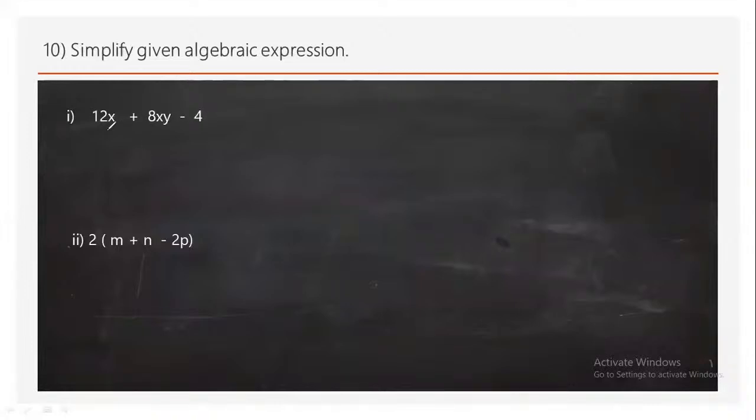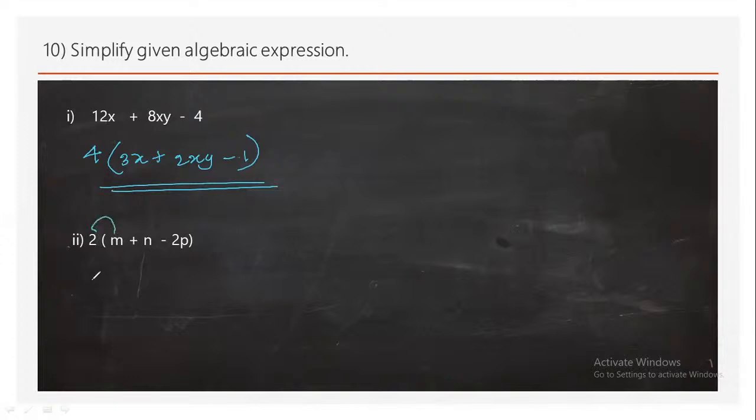12x plus 8xy minus 4. Then here 4 is here. 12x divided by 4, that is 3x plus 2xy minus 1. 2 times n, 2n, 2 times n plus 2n, 2 times 2p minus 4p.